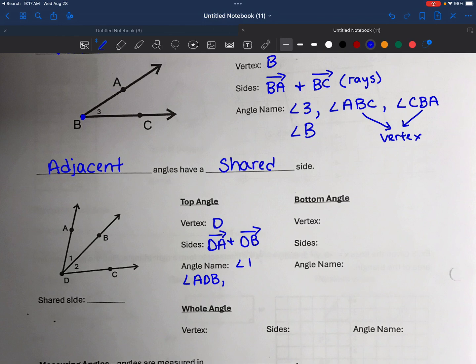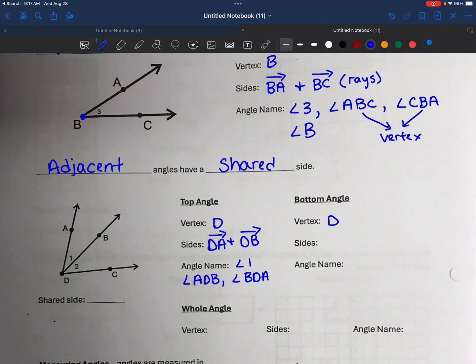Joss, what about another way? Angle 1. Ava, what's the last way? Angle BDA. Perfect. Okay. All right. Kyler, what about the vertex of the bottom angle? Vertex D. Also point D.